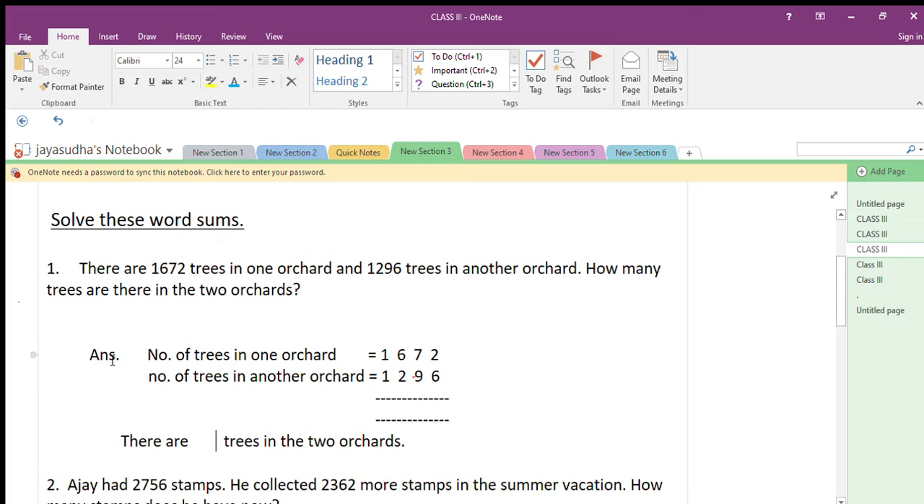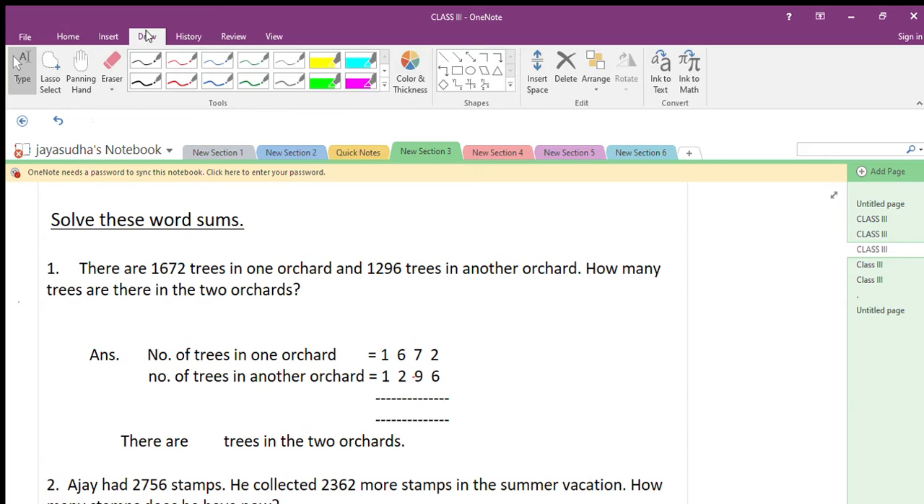Now listen, children, answer. How many trees in one orchard? 1672. Then the number of trees in another orchard? 1296. Now you have to add both orchards' trees. Listen. 6 plus 2, what? 6 plus 2, 8.